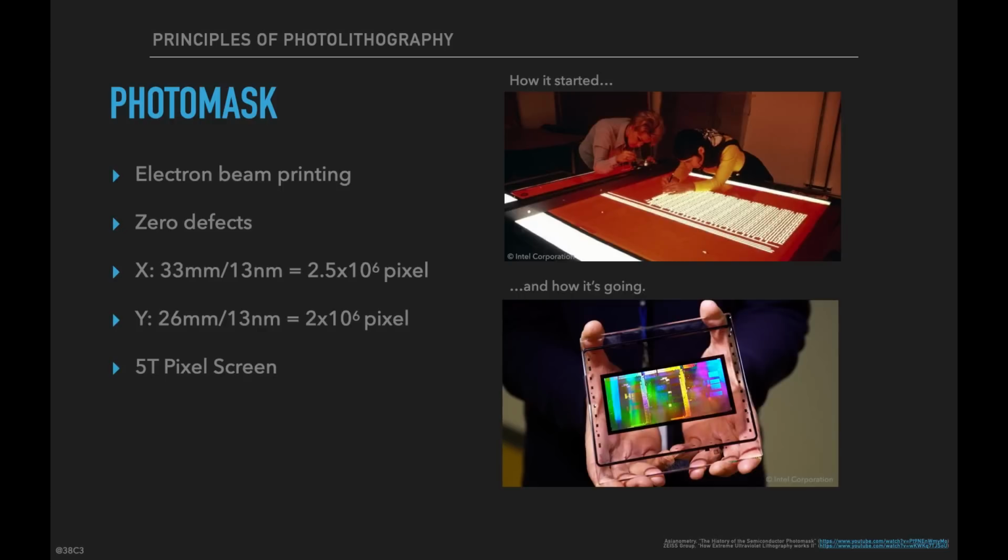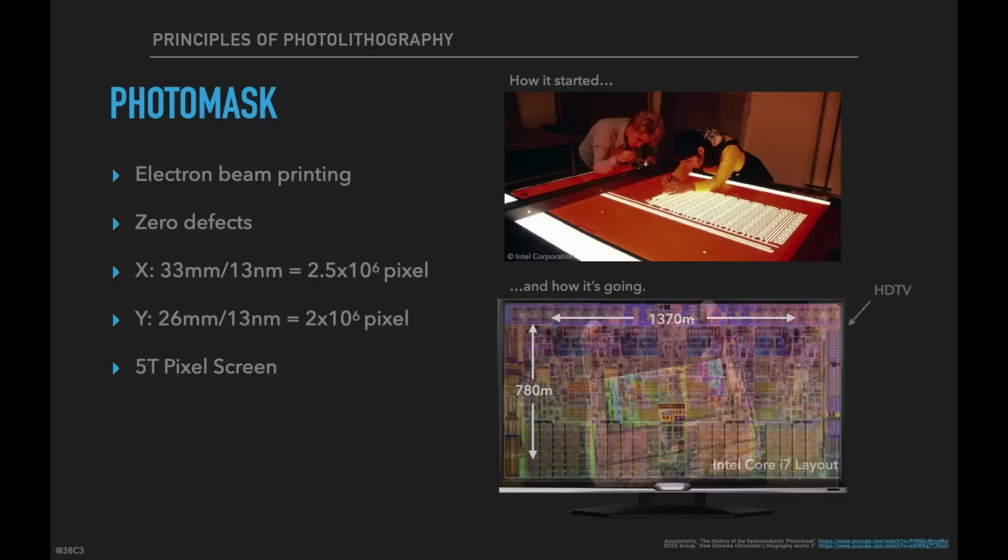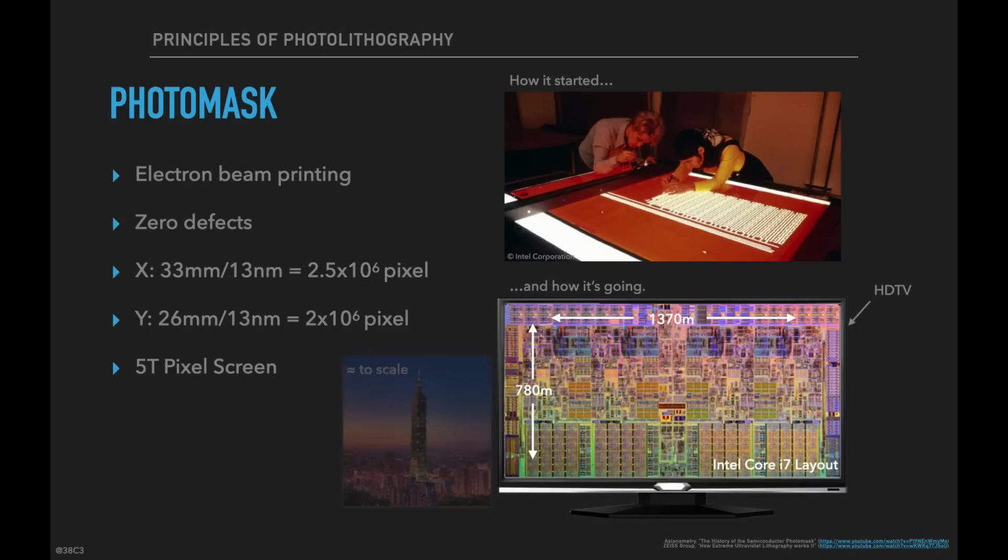The final picture, once you project this down on the chip, is 30 millimeters by 26 millimeters. That gives 5 terapixel, and 5 terapixel is a really big camera. If you would blow up this Intel Core i7 image to where the pixel has the size of a regular pixel of an HD TV, the screen would be about 800 meters high. And you can imagine the quality demands on your projection optics, right?